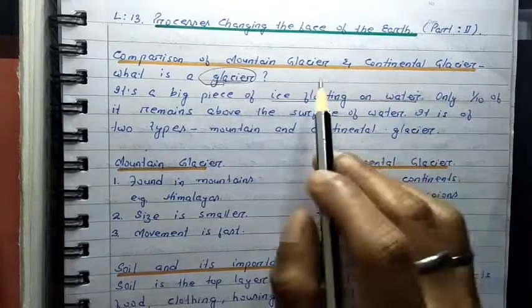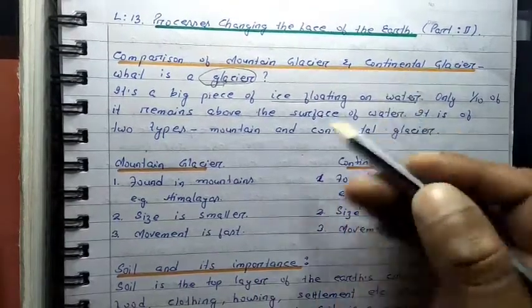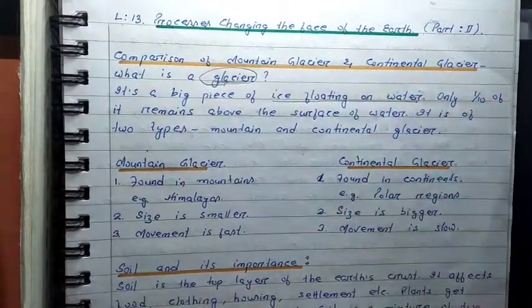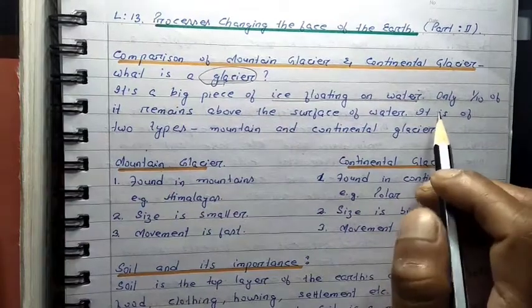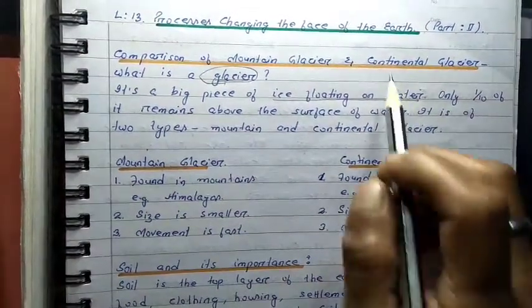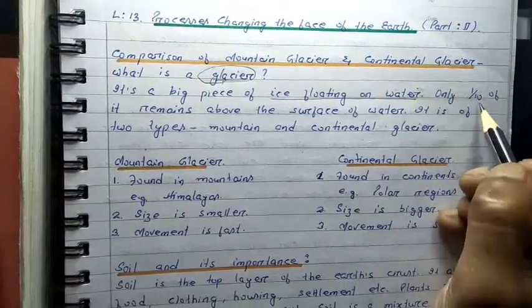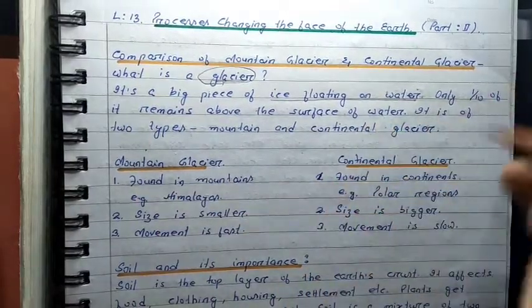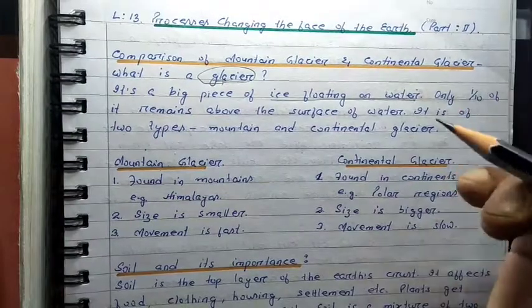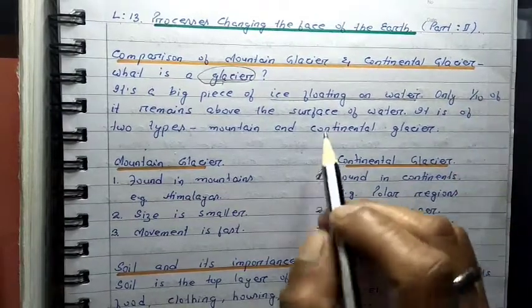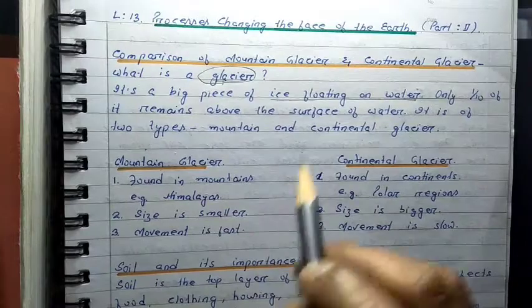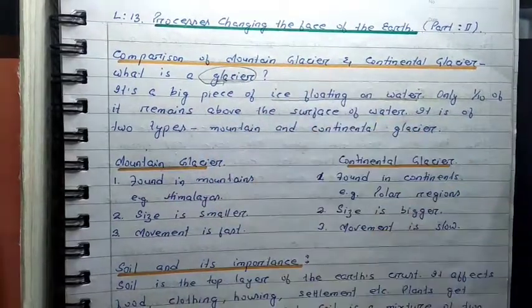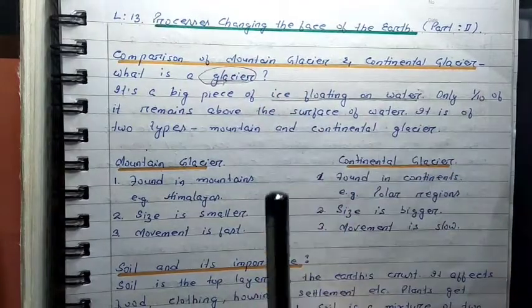I'll show you the pictures of both the glaciers, and I'll also tell you the differences between the mountain glacier and continental glacier. Before moving towards that, let's know a few more facts about glaciers. Only 1/10 of it remains above the surface of water, and the remaining 9/10 of the glacier is generally under the water, and that's why sometimes glaciers may be harmful or a danger for ships.